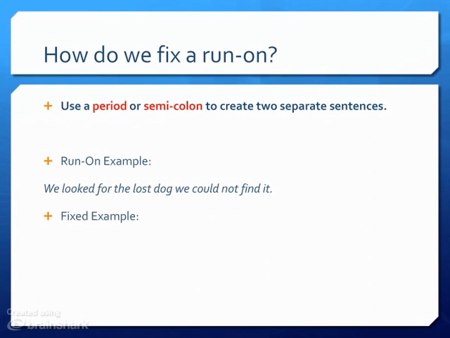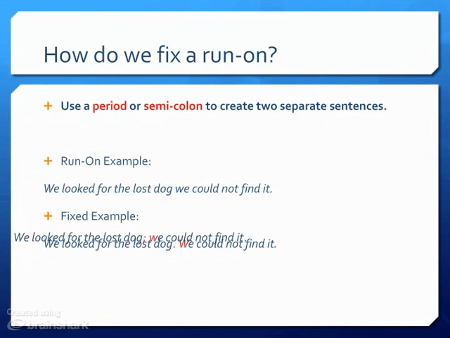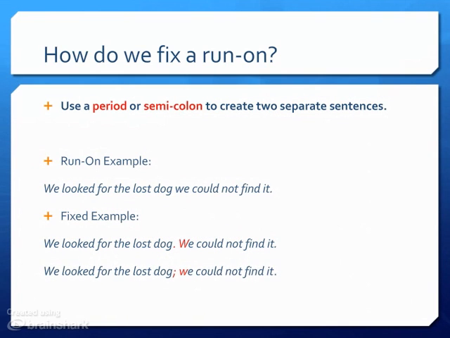The second way to fix a run-on is to use a period or a semicolon to create 2 separate sentences. Here's an example of a run-on. We looked for the lost dog. We could not find it. So if you're going to put a period after dog, you have to capitalize the next word for the first sentence. We looked for the lost dog, period, capital we could not find it. If you're going to use a semicolon, you can put it in the same spot, but you don't capitalize after a semicolon. So see, if you put a period, you have to capitalize. If you put a semicolon, you don't have to capitalize.